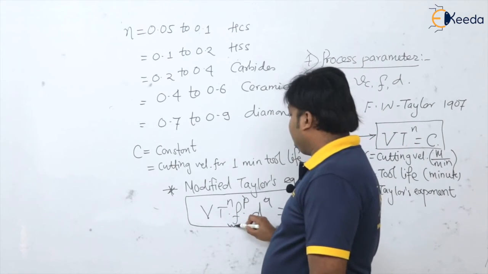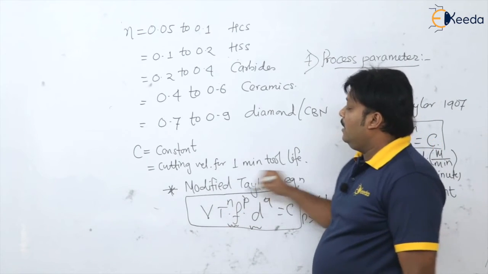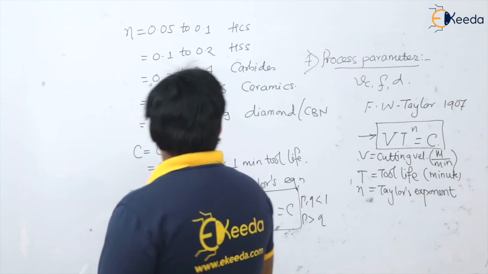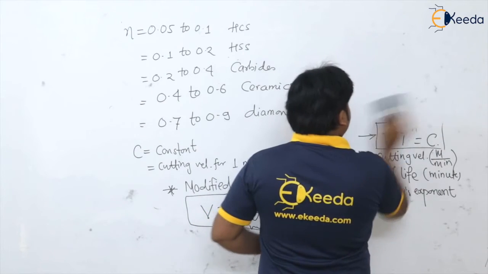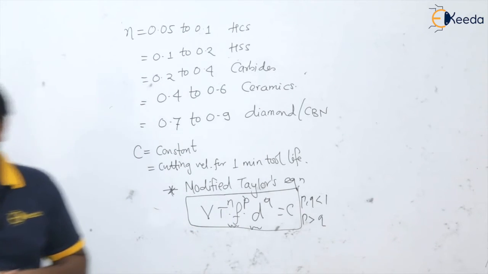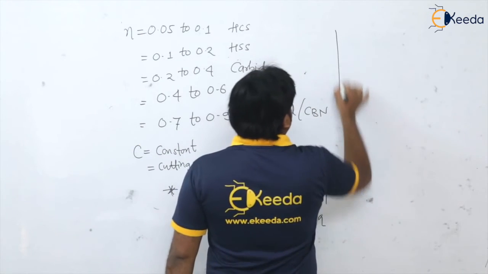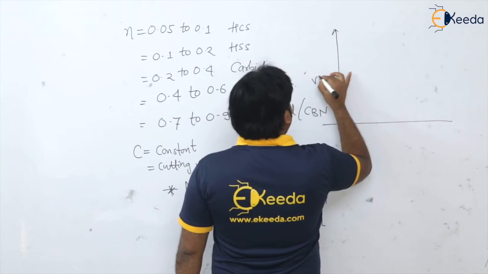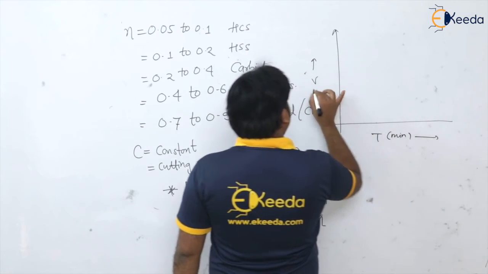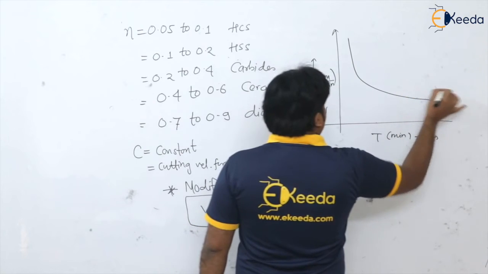Okay, where f is what? This is the feed and this is the depth of cut. So this is the generalized tool life equation. Now if you plot this equation on the curve, here is the velocity in meter per minute versus the tool life in minute. What you will get? You will get this hyperbola, isn't it?